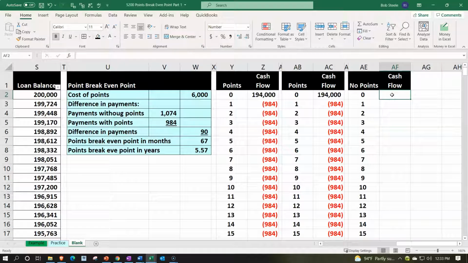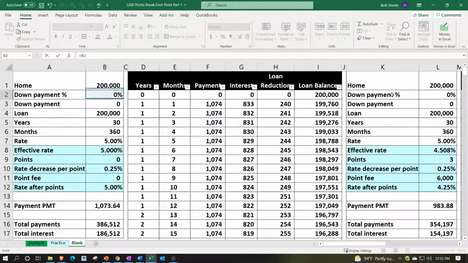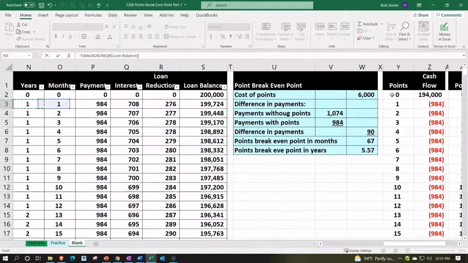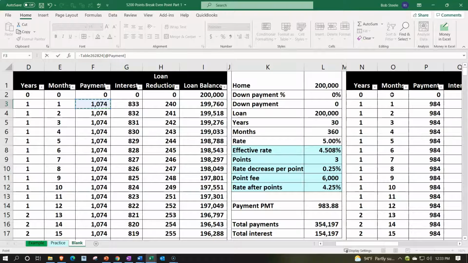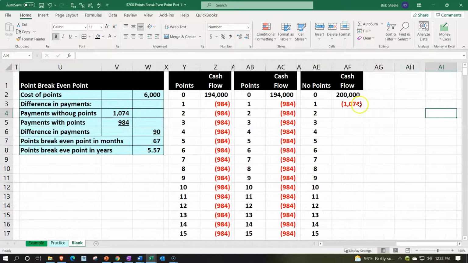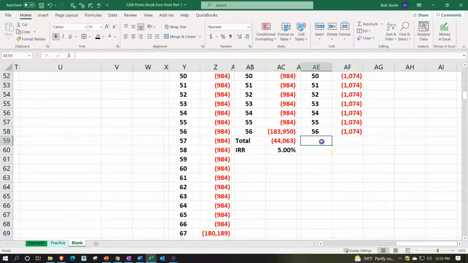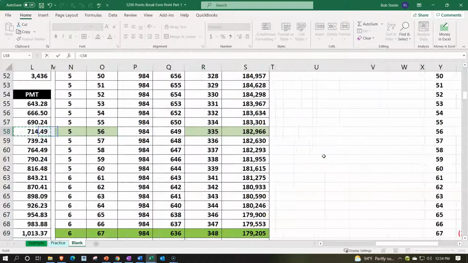We're going to now pick up the cash flow from the without points part, way over here. That's going to start at the 200,000, because we have no points here. And then we're going to take the cash flow, negative of the payments that we're making if we had no points, which are 1,074. Copy that down. I'm just going to double click to copy that down. And then if we summed it up after 56, assuming we sell it at this point, we have to do this last part again. After 56 would give us a total.